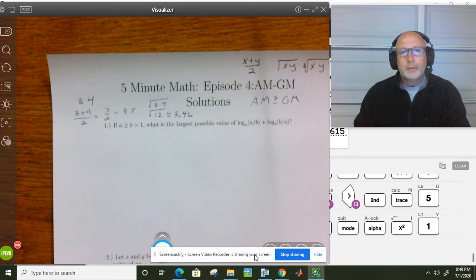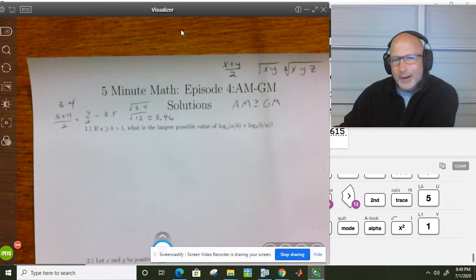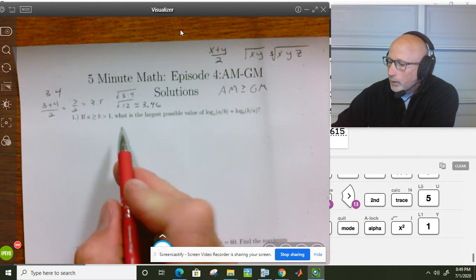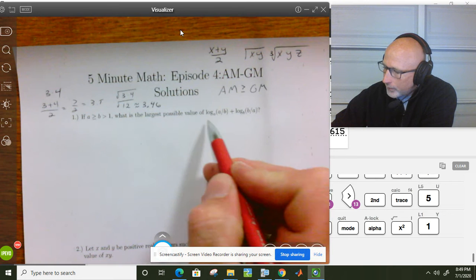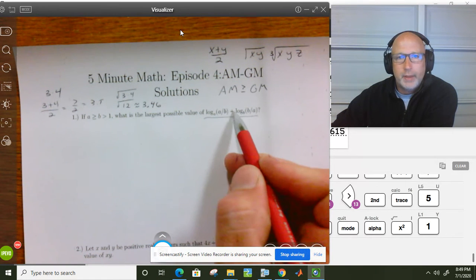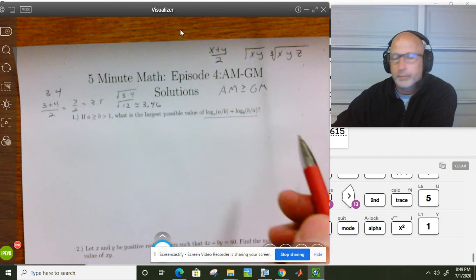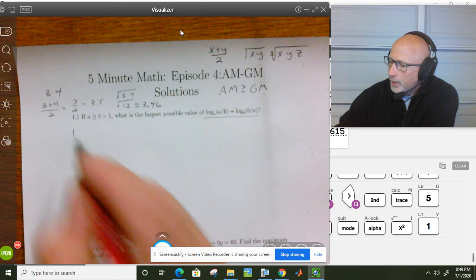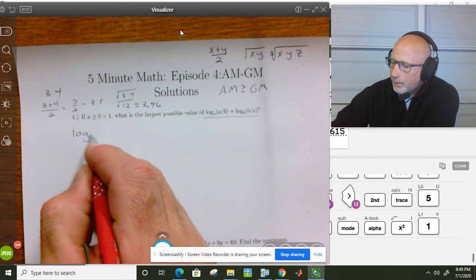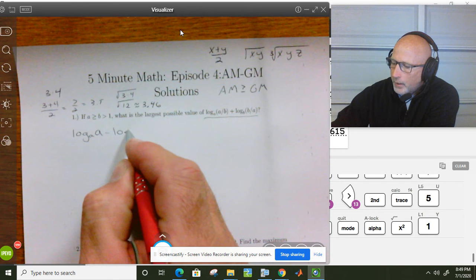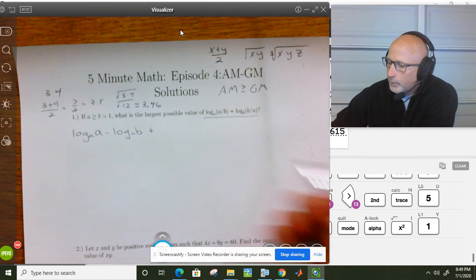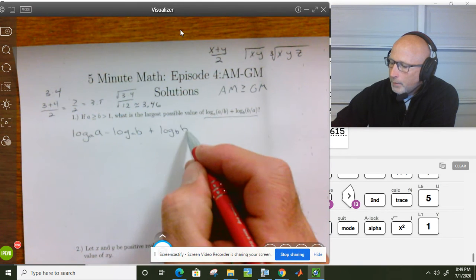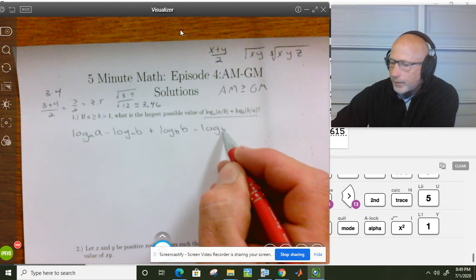Okay. So the first one we actually don't really have to use directly. We can actually avoid this a little bit. So what is the largest possible value of this? I want to make this as large as possible. So I'm going to deal with this using the properties of logarithms. So if it has division there, then I can rewrite this using subtraction. So I have log base a of a minus log base a of b plus, and then we do the other one, log base b of b minus log base b of a.